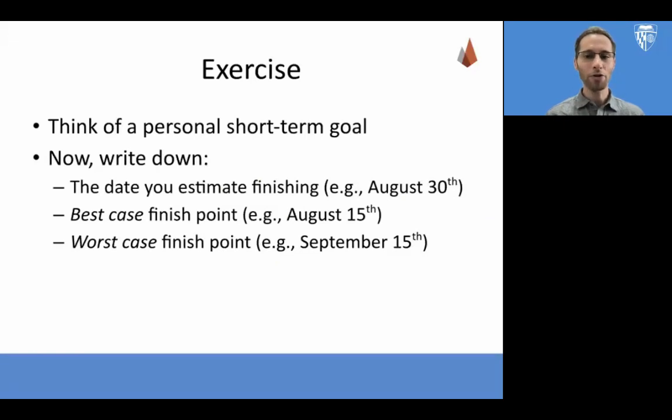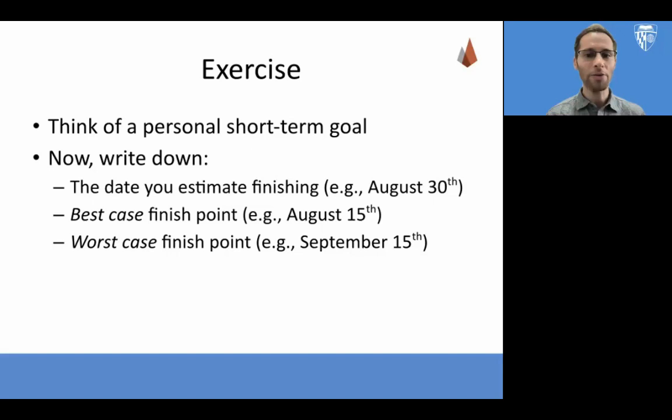Think of a personal short-term goal that you would like to achieve for yourself. And hopefully this is something that you can achieve within the next few weeks or maybe the next few months. Doesn't matter when. It could be sometime before the end of the summer, or maybe in the fall before the year ends, or maybe within the year.